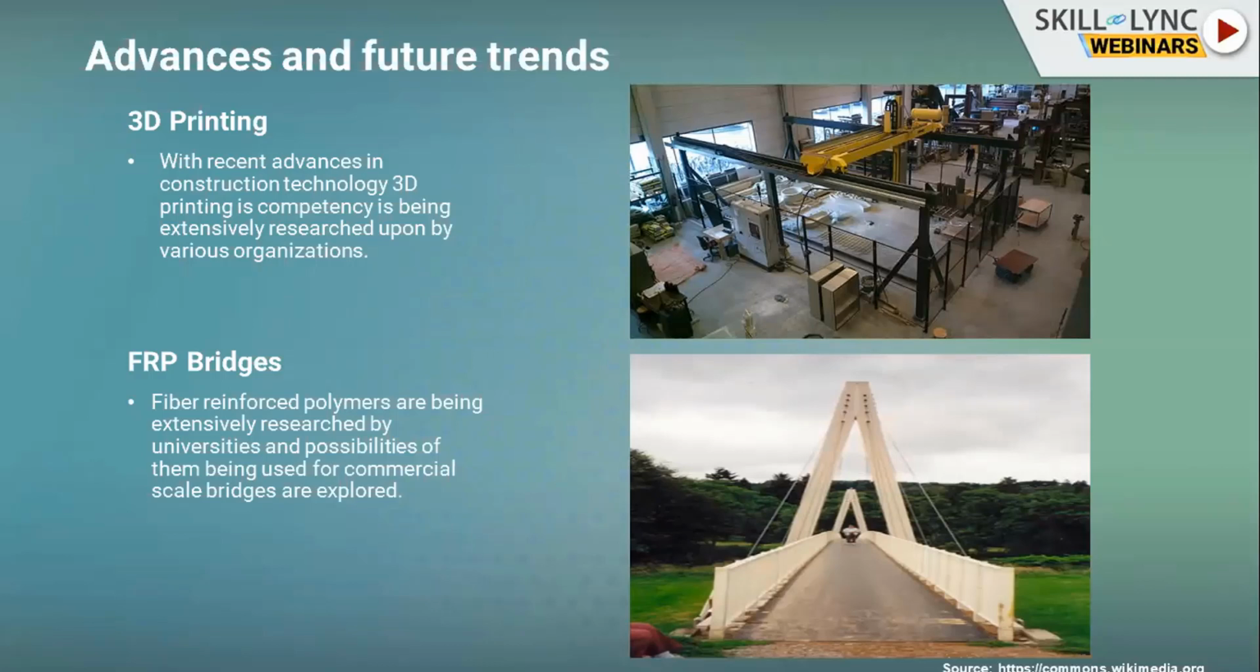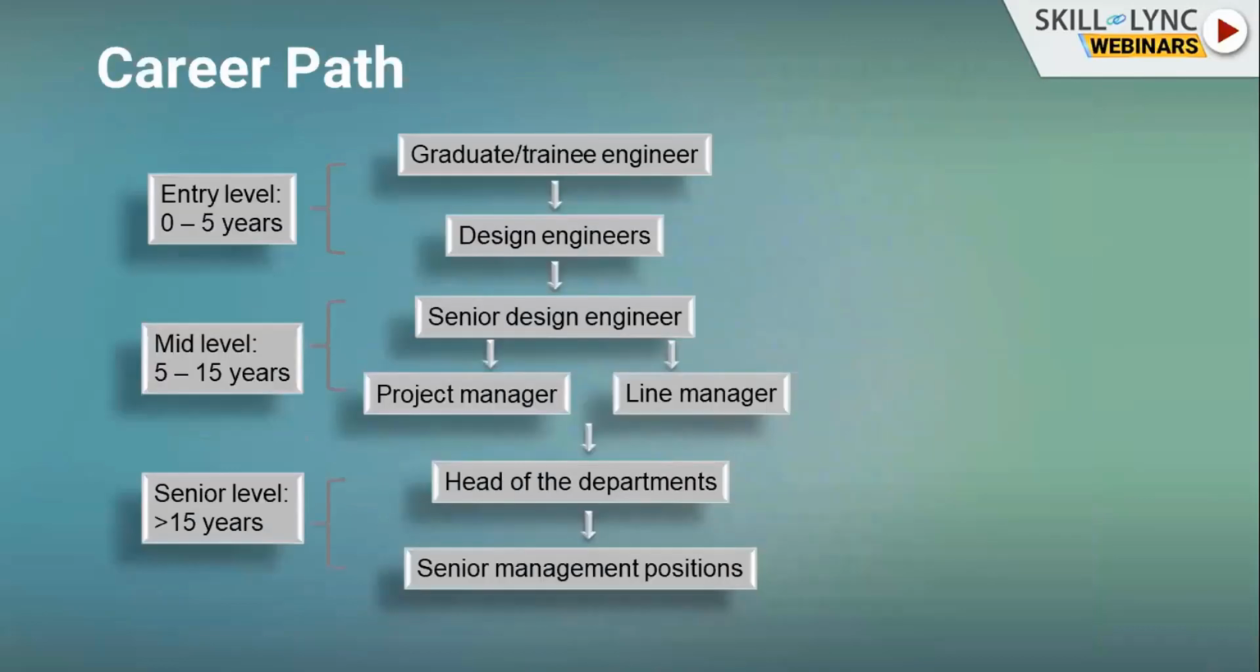Things like glass fiber reinforced polymers are used very significantly nowadays. Even colleges in India like IIT Madras are using these kinds of materials, GFRP, for building houses.